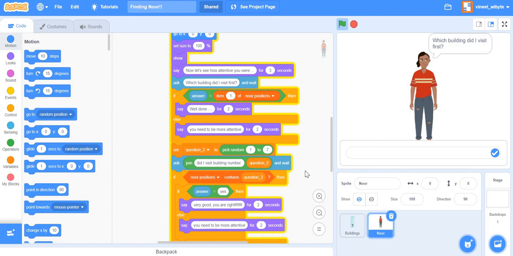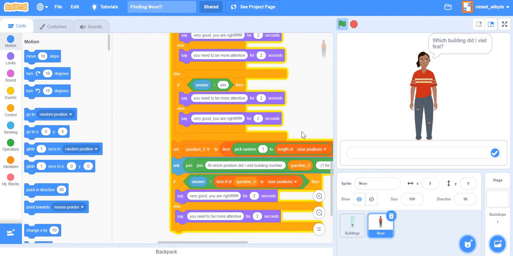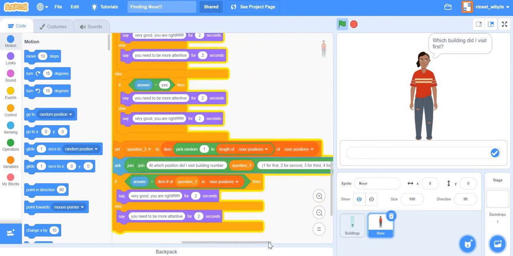Or it could be which building did I visit second? It could be which building did I visit third and fourth. Those are all items of Noor positions. That's why when I ask which building did I visit first, I answer item something of Noor positions, right? Now, when Noor asks me a different question where Noor wants to find out at which position did I visit this particular building, right? So here Noor is interested not in the building that she visited, but instead was it label number one, was it label number two, label number three, or label number four? That is why for this question we use item number, because remember Noor positions, and we can just play this game by highlighting this Noor positions.